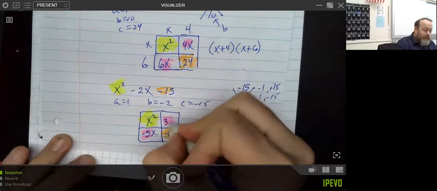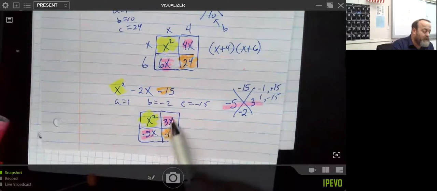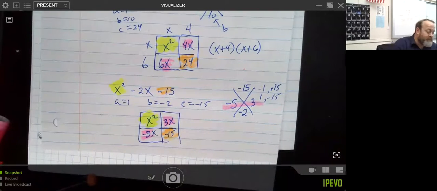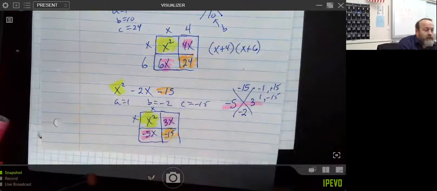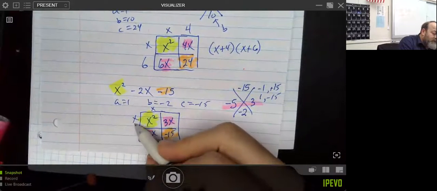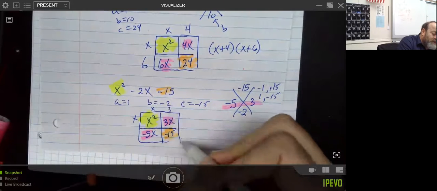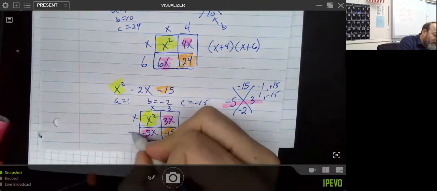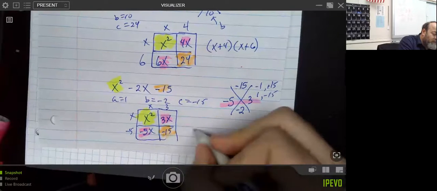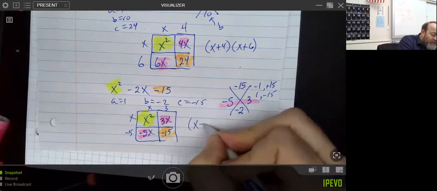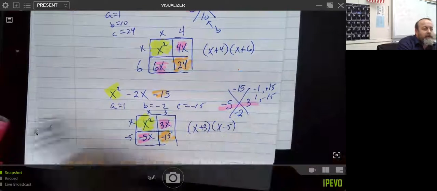and 3x. And of course, there's an obvious question that people say is, does it matter which one goes where? And it really doesn't. So the only way I could get x squared is x times x. We always start with that place. And if this is 3x and this is x, x times 3 is 3x, and x times negative 5 is negative 5x, and you'll notice that 3 times negative 5 works. So my factor is x plus 3 times x minus 5.